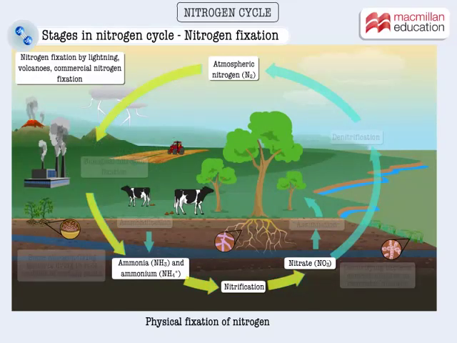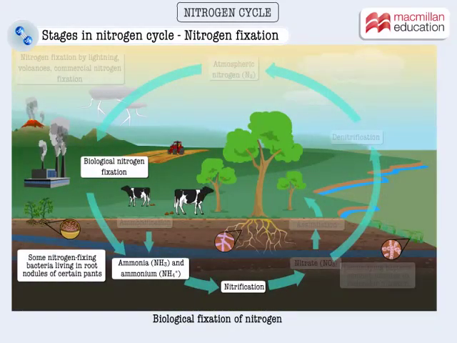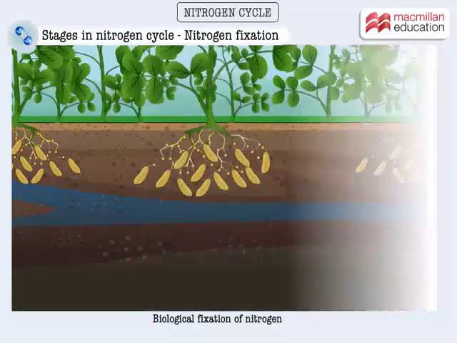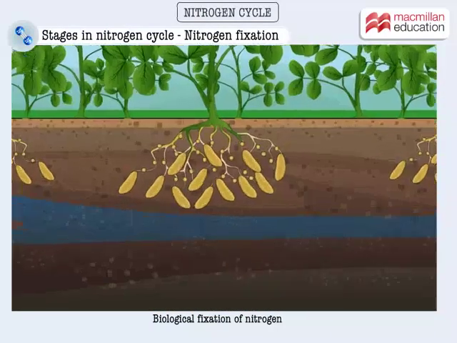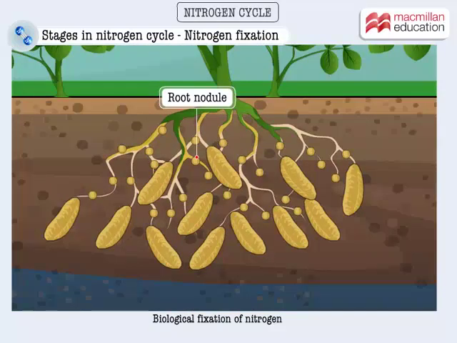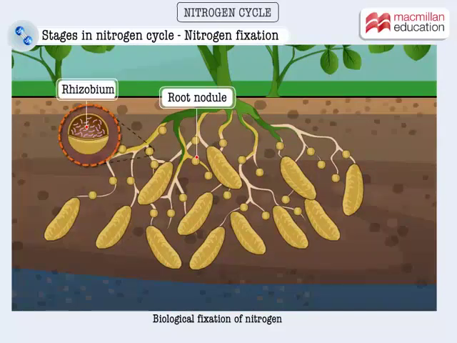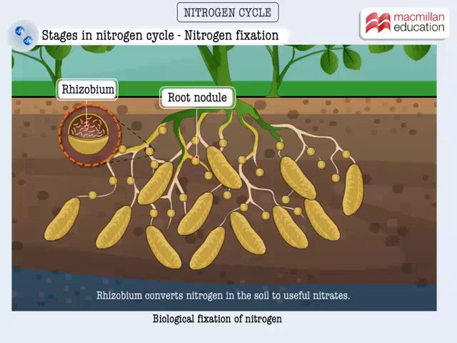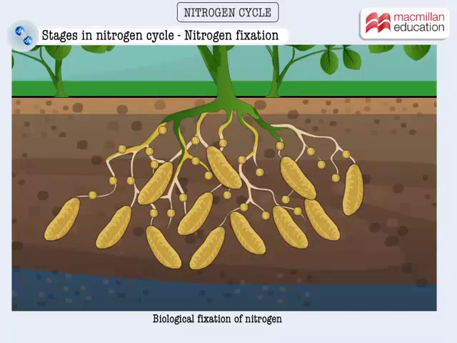Now, let's understand how nitrogen fixation occurs through biological processes in the soil. Legumes such as groundnuts and beans have nodules in their roots. Observe closely the root nodules shown here. Rhizobium, a type of bacteria, lives in these root nodules. Rhizobium is a nitrogen-fixing bacteria that can convert nitrogen in the soil to useful nitrates.